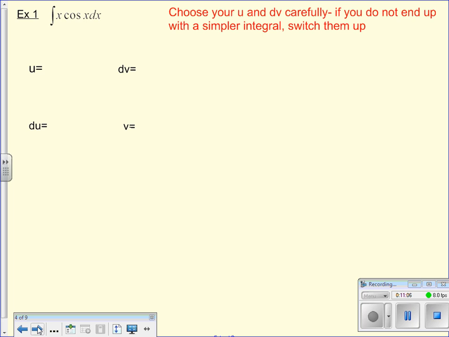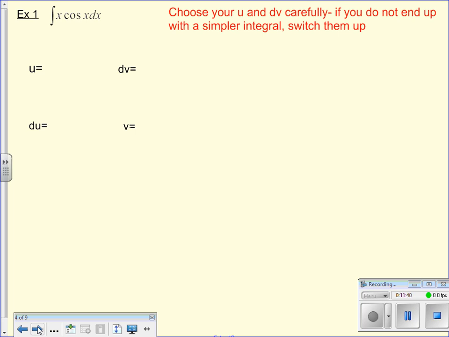Okay, so here we go. We're doing the integral of x cosine x dx. Choose your u and your dv carefully. If you do not choose your u and your dv carefully, it will not work. And if it doesn't work, if you end up with something that's not simpler, swap them. Try again.